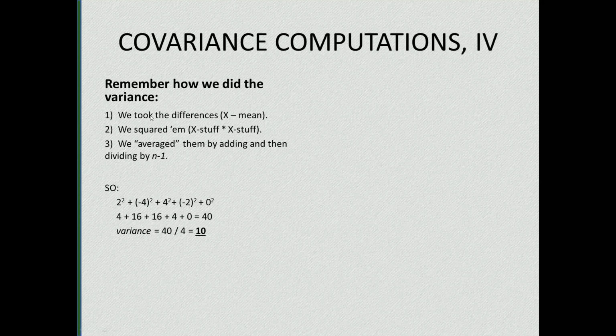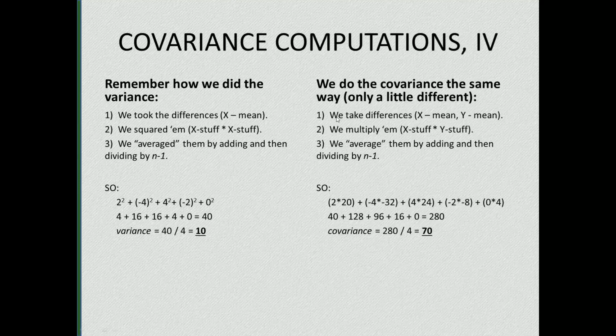Remember that to find a variance, we would take differences, square them, X times X, and then average them, in air quotes, by adding them up and dividing by sample size minus 1. Same idea here for the covariance. Take those differences from the middle, data minus the mean, multiply them, only now it's X stuff times Y stuff, but we're still going to, in air quotes, average them by adding them up and dividing by sample size minus 1. So X times Y, add them up, divide by sample size minus 1, our covariance is 70.